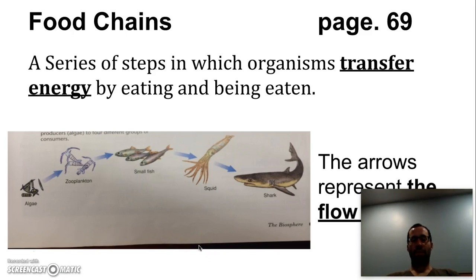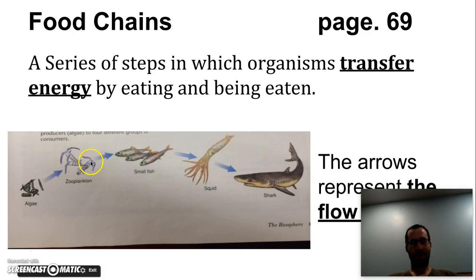What you need to know about how energy flows through an ecosystem is that it happens through food chains. And food chains are a series of steps in which organisms transfer energy from one level to the next by eating something else, or being eaten themselves. So here's an example of a classic ocean food chain. You can see that all food chains start with producers, or autotrophs. And this here says algae. Algae are a type of producer autotroph.